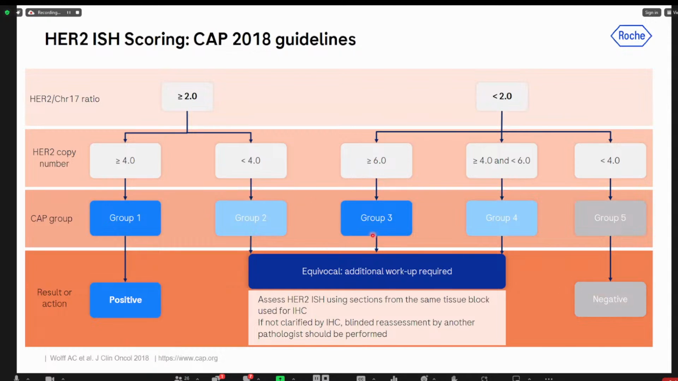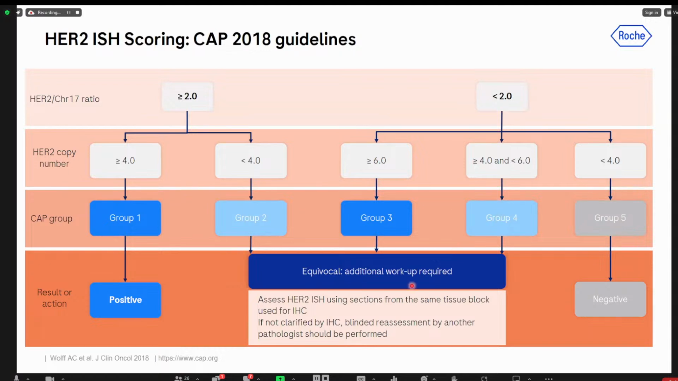For the mid groups, you can come from either having a ratio that is more than 2 or a ratio that is less than 2, and they will end up a little bit differently. If you have a ratio that is more than 2, but very few HER2 copy numbers, so less than 4, you will only arrive at that situation if you have very few chromosome 17. We call this group number 2, and I will tell you later how we deal with them with regard to treatment. And if you have a ratio that is less than 2, but you have an elevated number of copy numbers of HER2, then we separate those into group 3 and group 4, depending on if it's very much elevated, more than 6 HER2 copy numbers, or if it's borderline, slightly elevated.